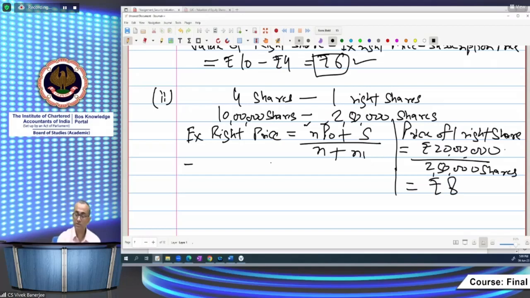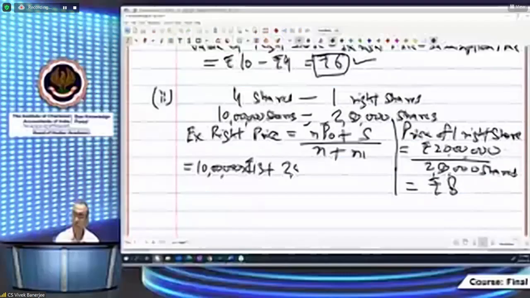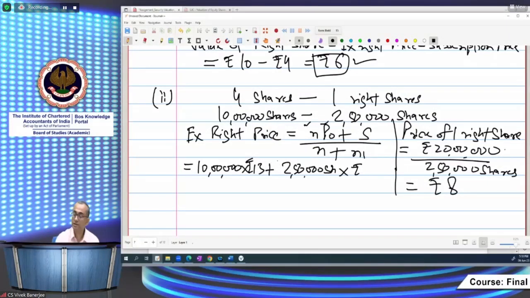Now put the figures into the formula, and P0 in the same way: 10 lakh outstanding equity shares multiplied by ₹13, which is the price of one equity share. We will add the value of right shares, which is 2,50,000 shares multiplied by ₹8, divided by N plus N1, total number of equity shares 10 lakh and total number of right shares which is 2,50,000. We have just calculated it.